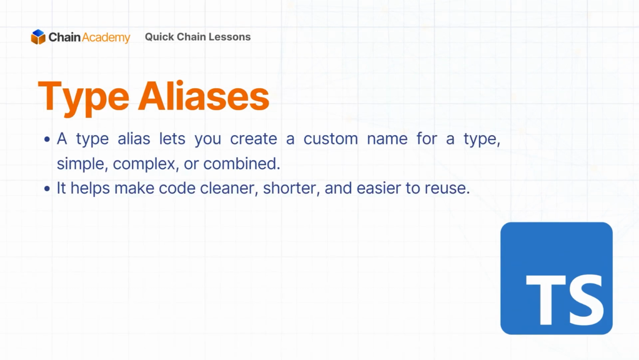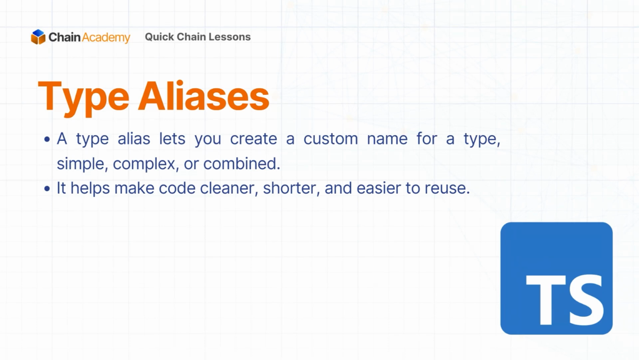Now, let's talk about another powerful feature in TypeScript: type aliases. A type alias is like giving a nickname to a type. It lets you create a custom name for any type, whether it's something simple like a string or number, or something more complex like a combination of types. This is incredibly useful because it helps make your code cleaner, shorter, and easier to reuse. Instead of rewriting the same type structure multiple times, you can define it once, give it a name, and then use that name anywhere in your program.